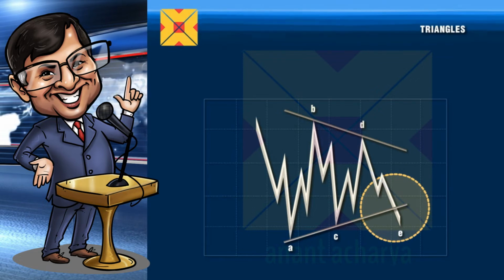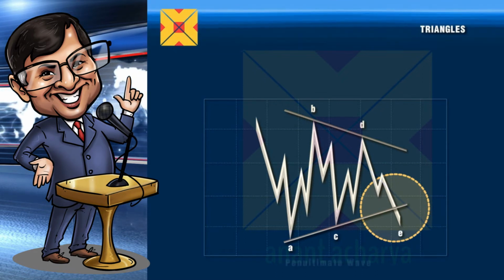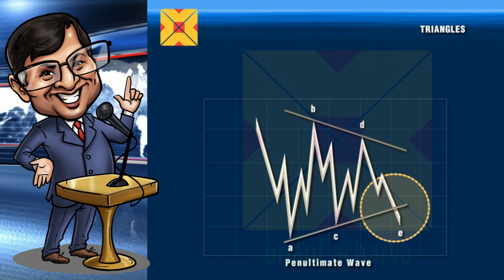The major rule to be remembered about a triangle is: a triangle is the penultimate wave of any pattern in which it occurs.